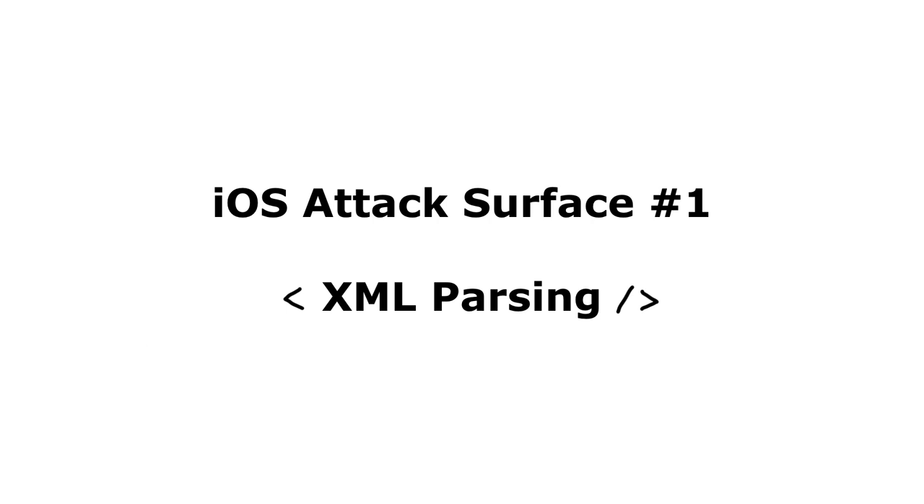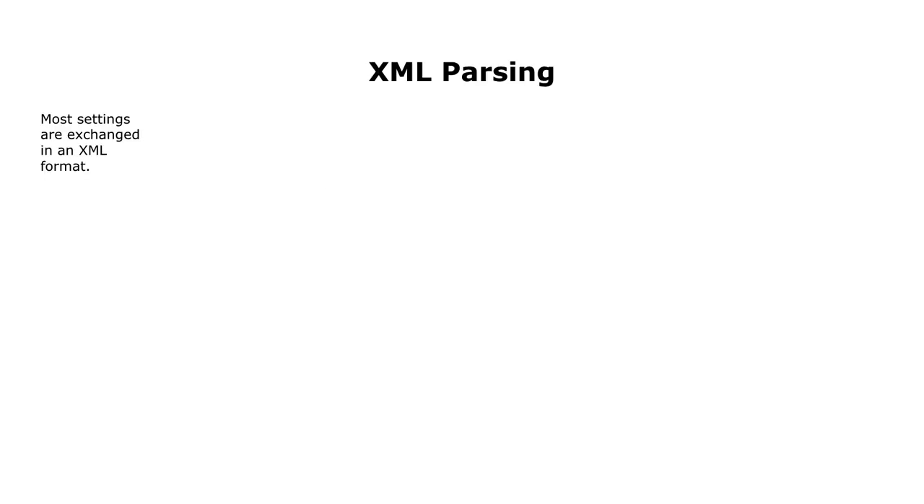And now to the first attack surface, which is XML parsing. Most settings are exchanged in an XML format. Thus, if there was an issue in XML parsing, the VPN server would be able to get code execution on the client. This attack surface is relevant on iOS, since the server cannot execute scripts.